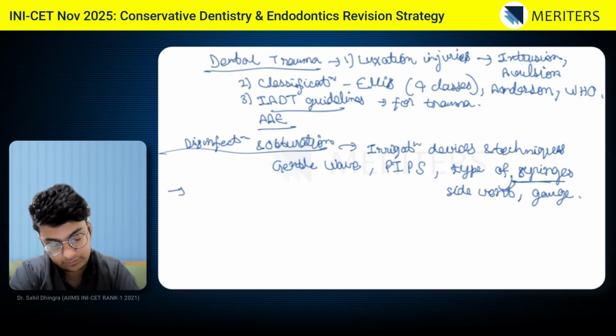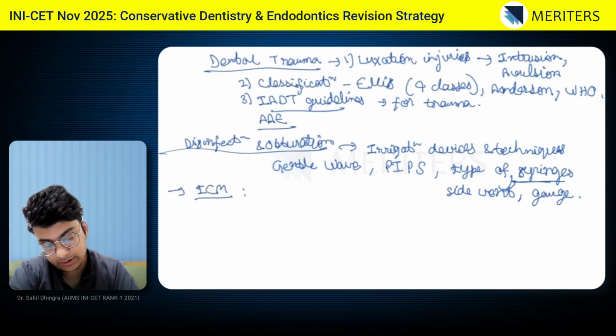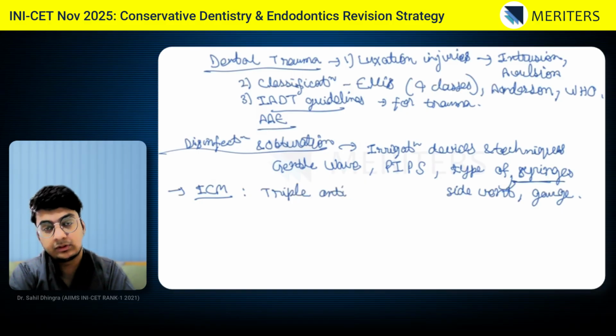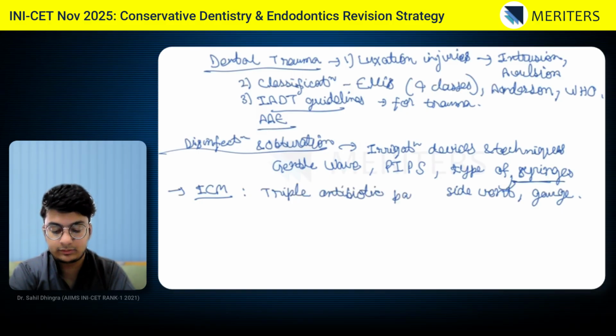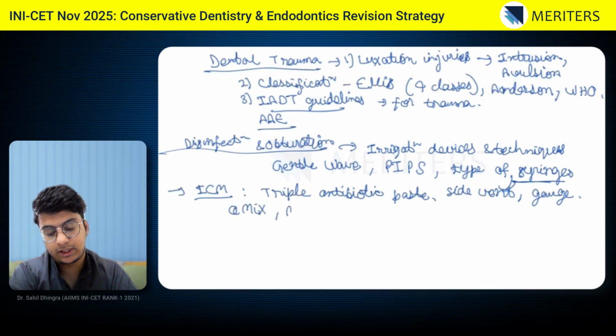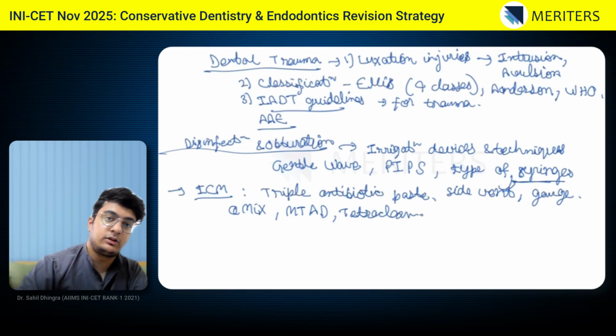Then they will ask you about intracanal medicaments. Again, they will ask you things like triple antibiotic paste. What is the composition of this? Then newer irrigants like QMix, MTAD, Tetraclean. All these are very, very common questions in these parts.